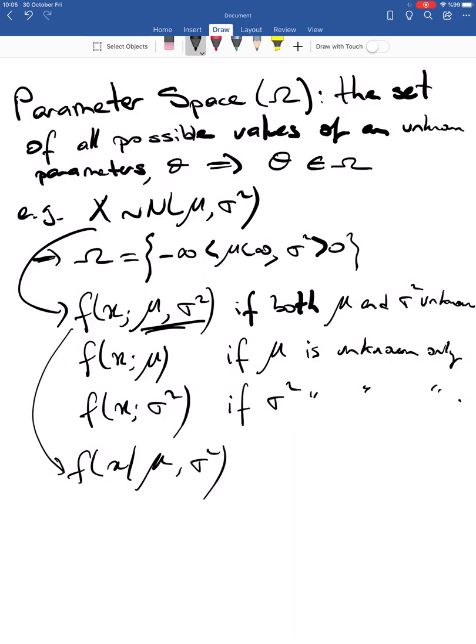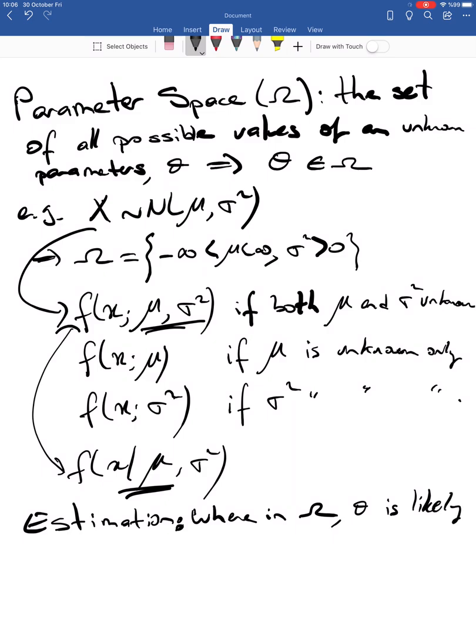Okay, so these two representations are the same. We will use this representation in Bayesian estimation, because we need conditionals in that case. Okay, so in the estimation, our main problem is, we know the parameter space, but when we have a sample, where in our parameter space our unknown parameter theta is likely to be. Mainly we want to answer this question.